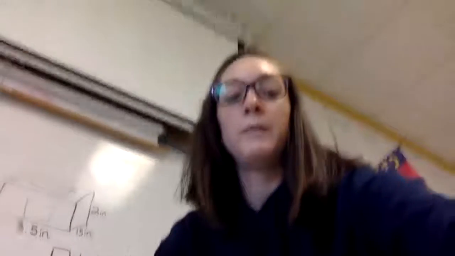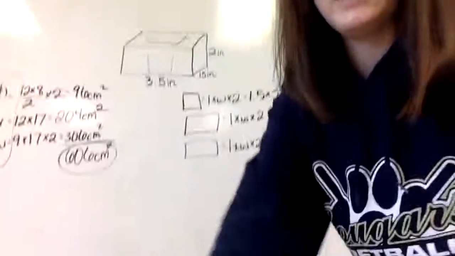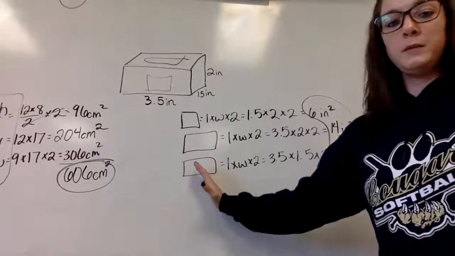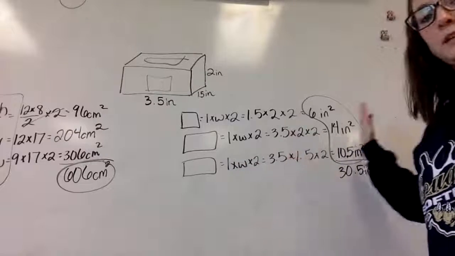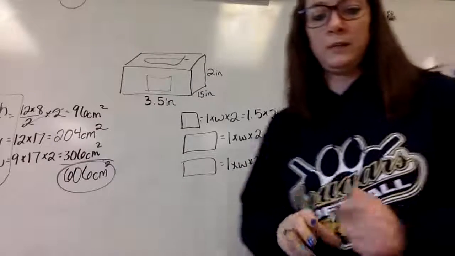Okay? So make sure with these. Draw your shape. Make sure if you're multiplying it by 2, because there might be 2 of them, put the numbers in, then add them all up at the end.